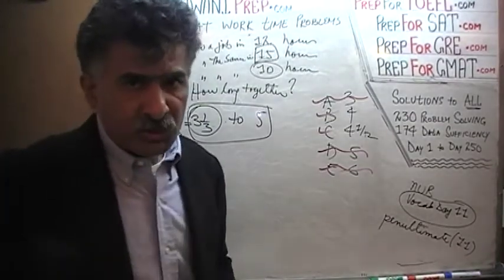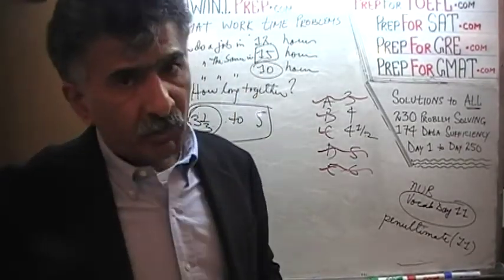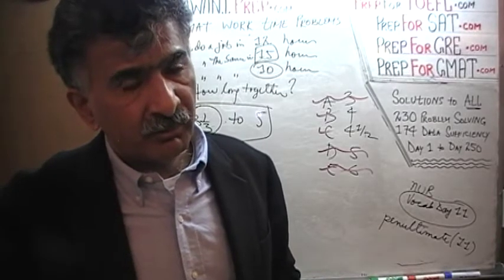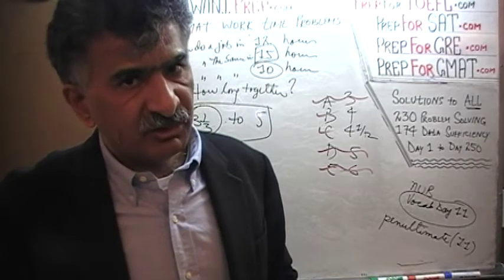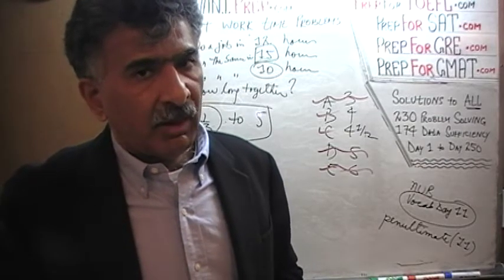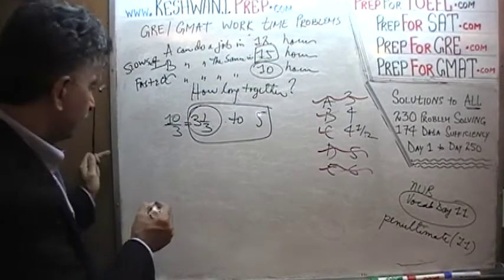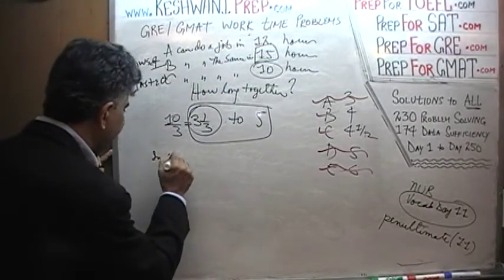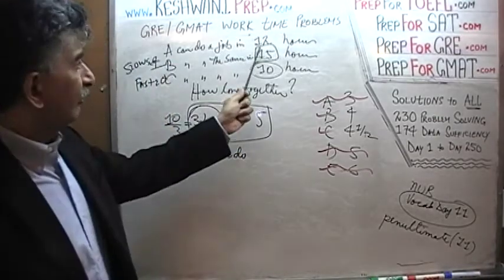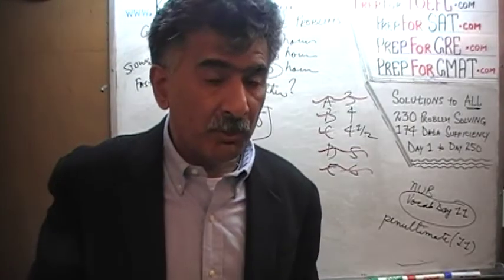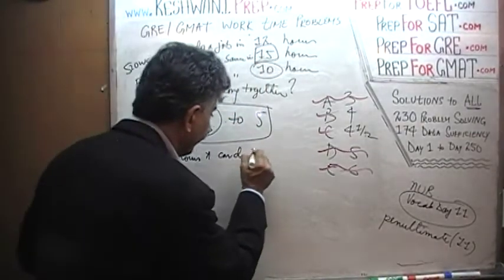Find the smallest number that you can divide evenly by 10 and 15 and 12. Can you think of a smallest number? That's the tricky part. Think of a smallest number that is divisible by 10, 12, and 15. The smallest such number, the least common multiple, called LCM, is 60. 60 is the magic number. In 60 hours, A can do, well, A takes 12 hours to do the job. If he takes 12 hours to do one job, and if you give him 60 hours, he should be able to do 5 jobs.